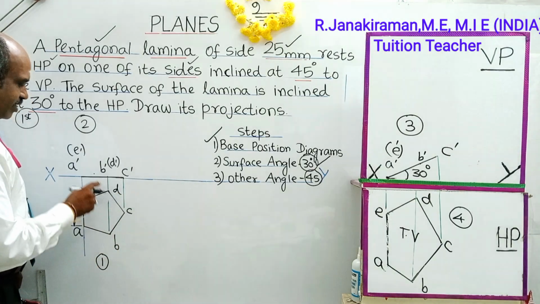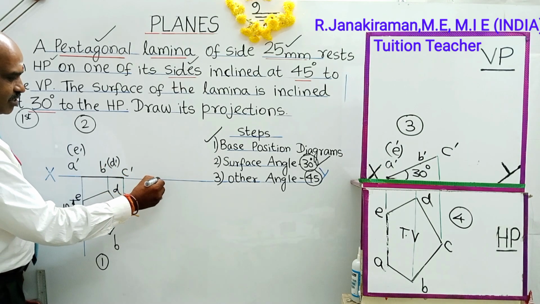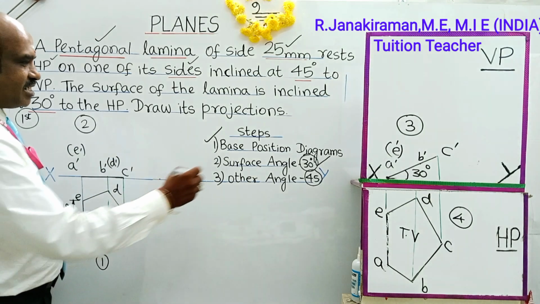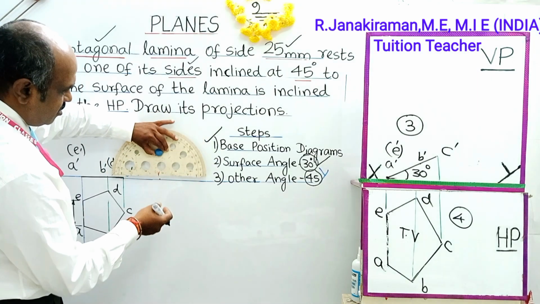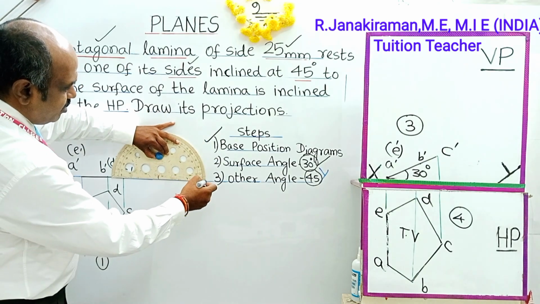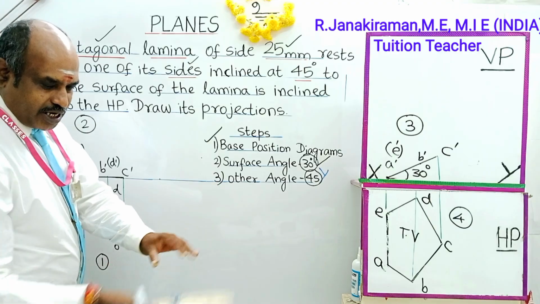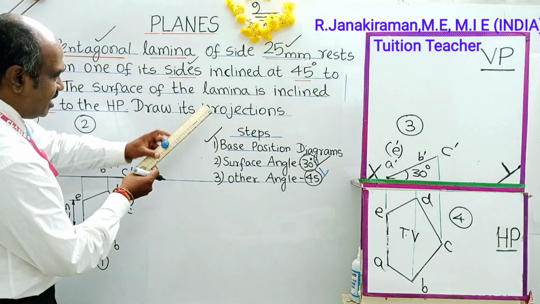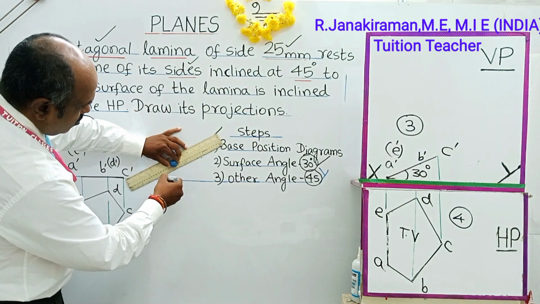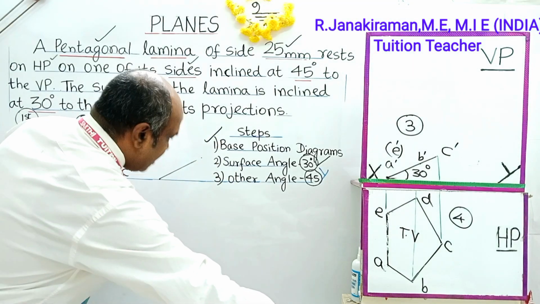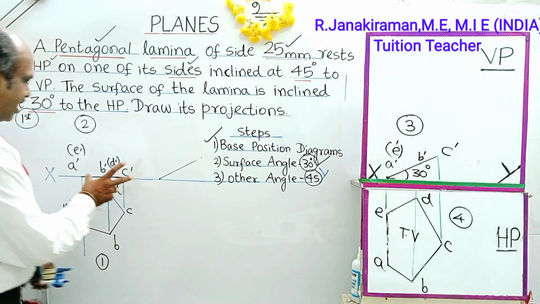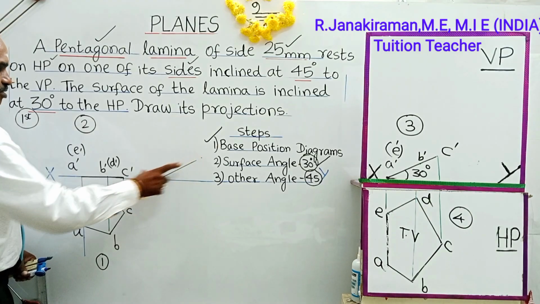Mark any point on the XY line. Let us mark this as point A. The surface is inclined at 30 degree. Using a protractor, mark an angle of 30 degree. Read like this: 0, 10, 20, 30, put a point. Join the marked points using a freehand scale. The length of this inclined line is taken from the previous front view. This line is to be replaced like this. It goes inclined.